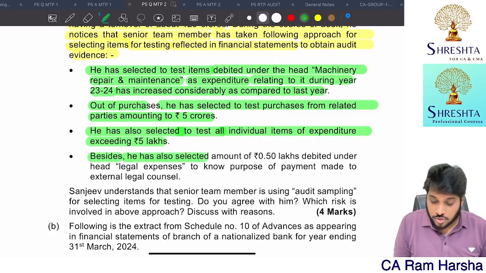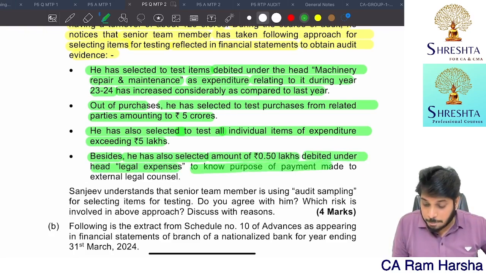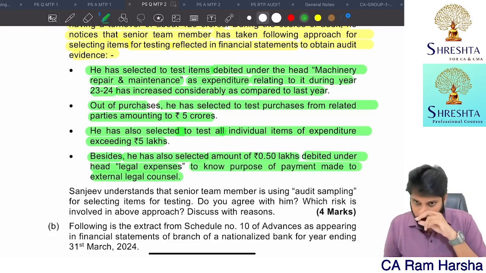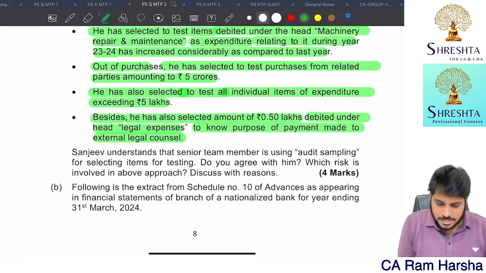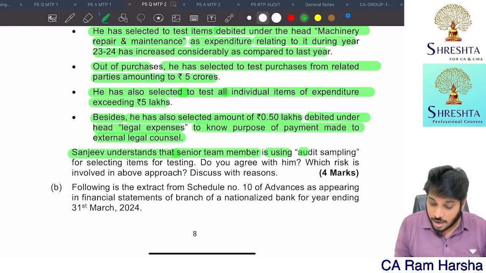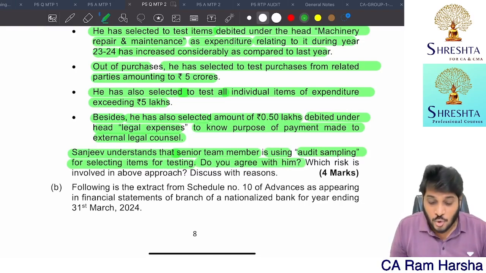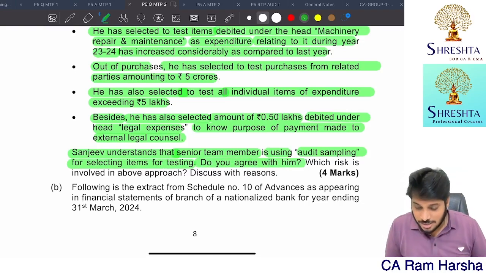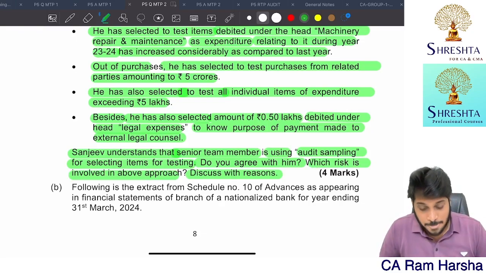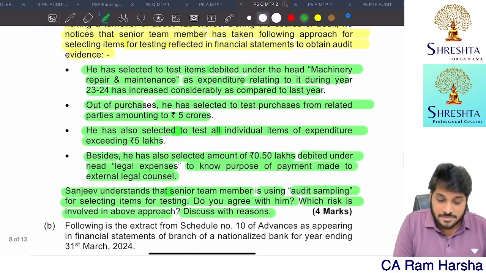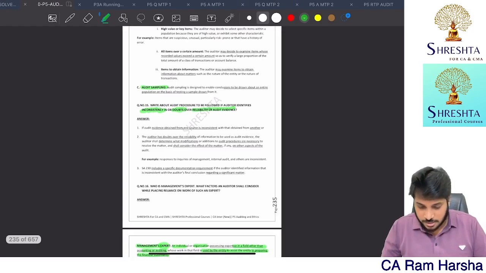Besides, he has also selected amount of 0.5 lakh debited under legal expenses to know the purpose why it was made to external legal counsel. Okay. Sanjeev understands that senior team member is using audit sampling for selecting items for testing. Do you agree with him? No, this is not a sampling method. Which risk is involved in the above approach? Discuss with the reasons. If you recollect, in our material, we have covered this point.